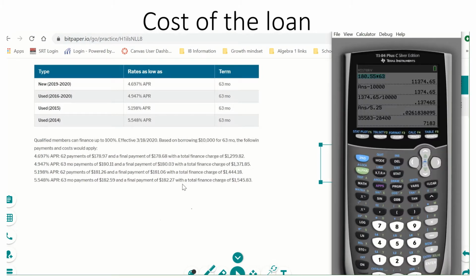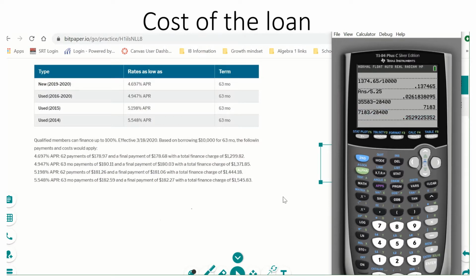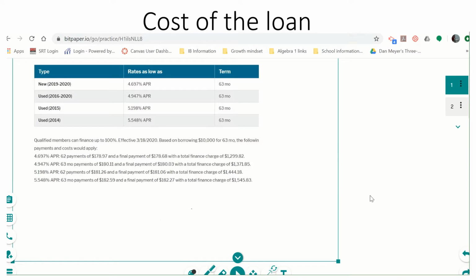So I've had lots of questions about cost of loans and interest, and I think it's something that's practical, so I want to give you a little example, regardless of whether you need this to do your apps. Just understanding this in general is an important concept.